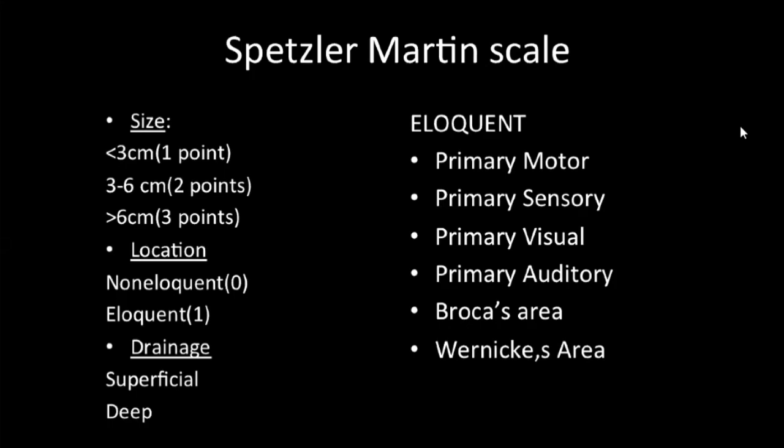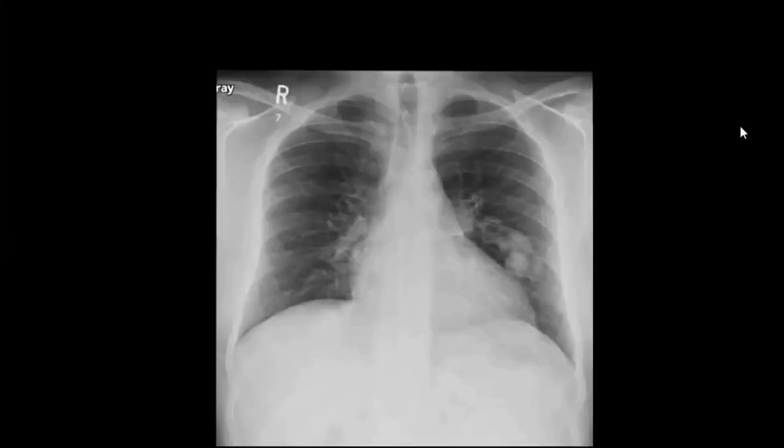In the exam, they can ask you about the eloquent areas. You should be familiar with different eloquent areas, including the motor, sensory as well as the visual and auditory areas. You should be familiar with the locations, because a lot of the time examiners take a viva on this. You should be able to localize them on your MR images, and then you should be able to pick up whether the drainage is superficial or deep, because all the scales contain all of these criteria. So, explained it very well.